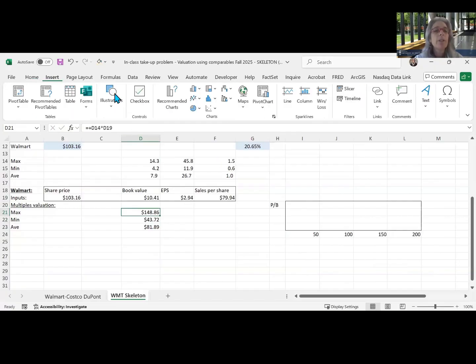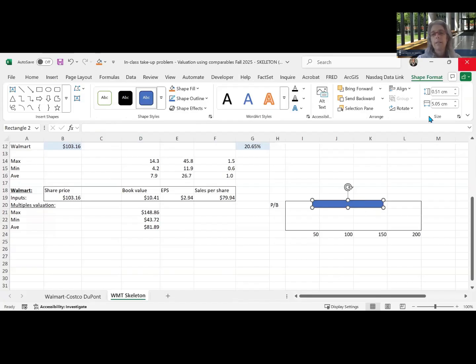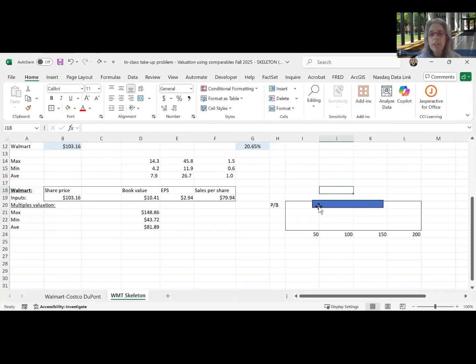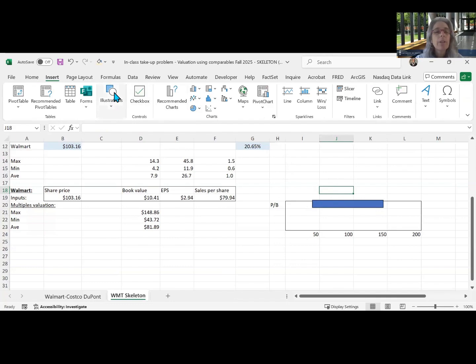So I'm going to insert a box here. Where's my shapes? There we go. So it'll be around 43, so somewhere around here, to just under 150, somewhere around here. Okay, so my valuation would be somewhere around this 43 to 148 range. And on average, I'm going to just insert a star. On average, it's 81, which is somewhere around here.